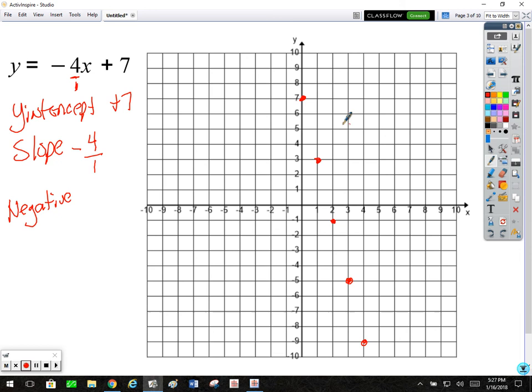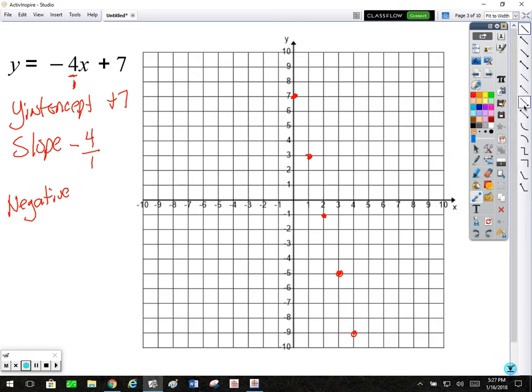That's a terrible line. Let's do it this way. All right, so let's connect it this way. I can draw this, and it's a straight line because it should be a straight line since we're graphing linear equations.